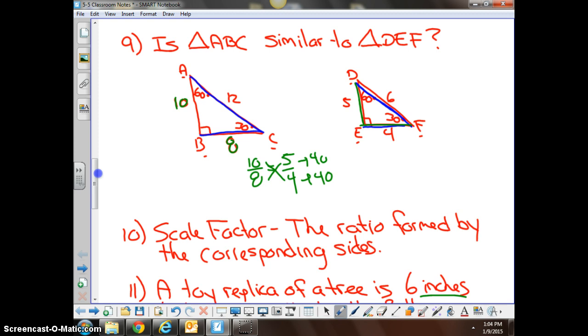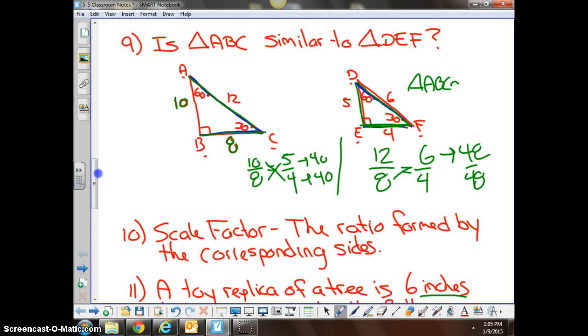I'm going to check another area. I'll take side length AB as 12 and side length BC as 8 and compare it to the sides that are in corresponding positions in my second triangle. So DF, which is 6, and EF, which is 4. Cross products, I get 48. I get 48. And I'm going to tell you that the third side works as well. And therefore, I know that triangle ABC is similar to triangle DEF.